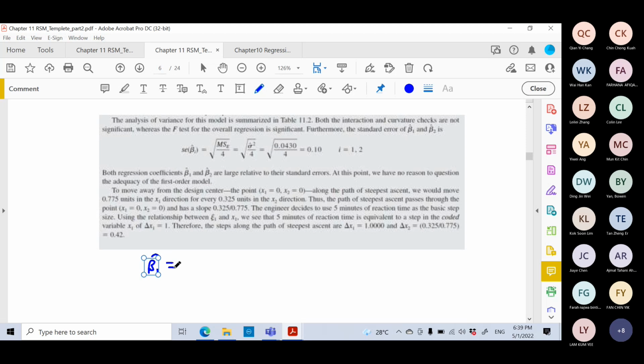Beta 1 hat, the estimate from the model, is equal to 0.775. Okay, or the effects divided by 2. You have another one, beta 2 hat, which will be equal to 0.325. So you have these two from just now, from the beginning of the notes of this example.